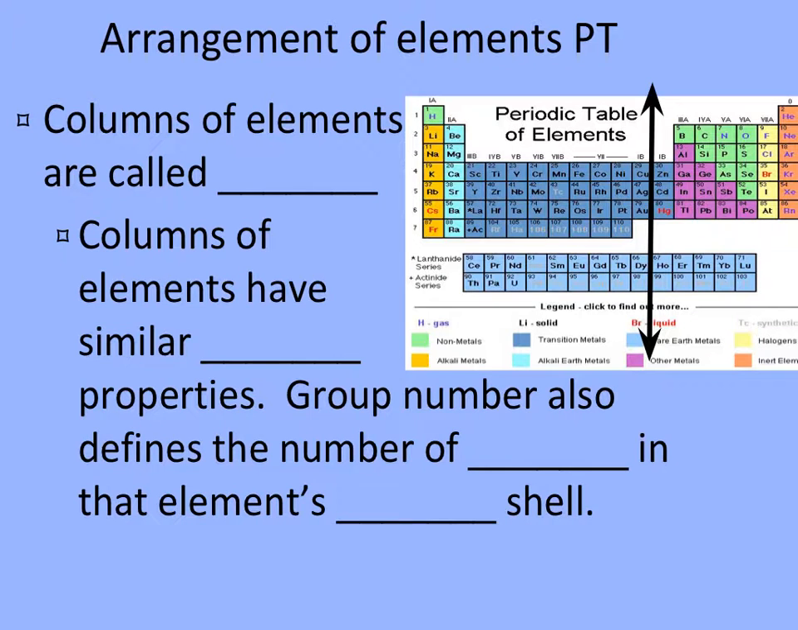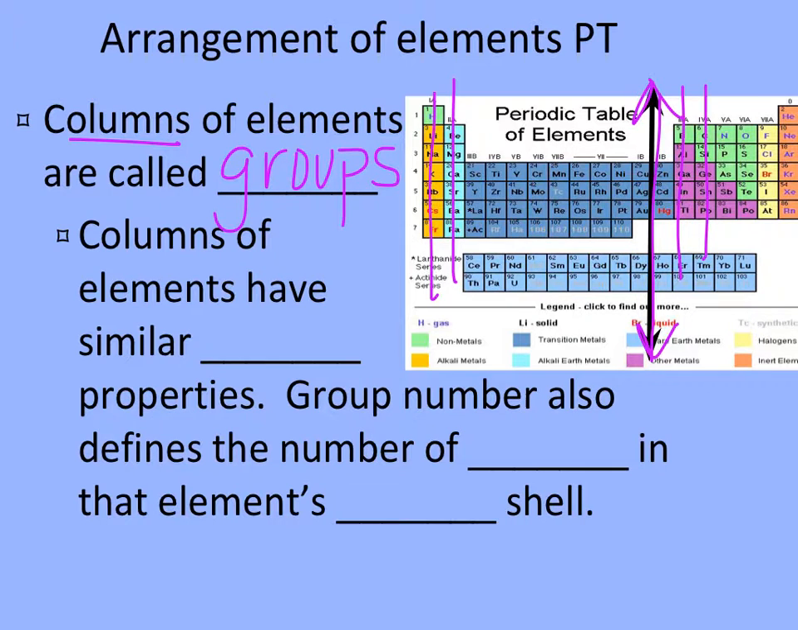The other big thing that we're looking at here is the columns. We know columns run up and down, and so here we can see the giant arrow going up and down. Each one of these is a section on the periodic table known as a group. So columns run up and down, and they are called groups.